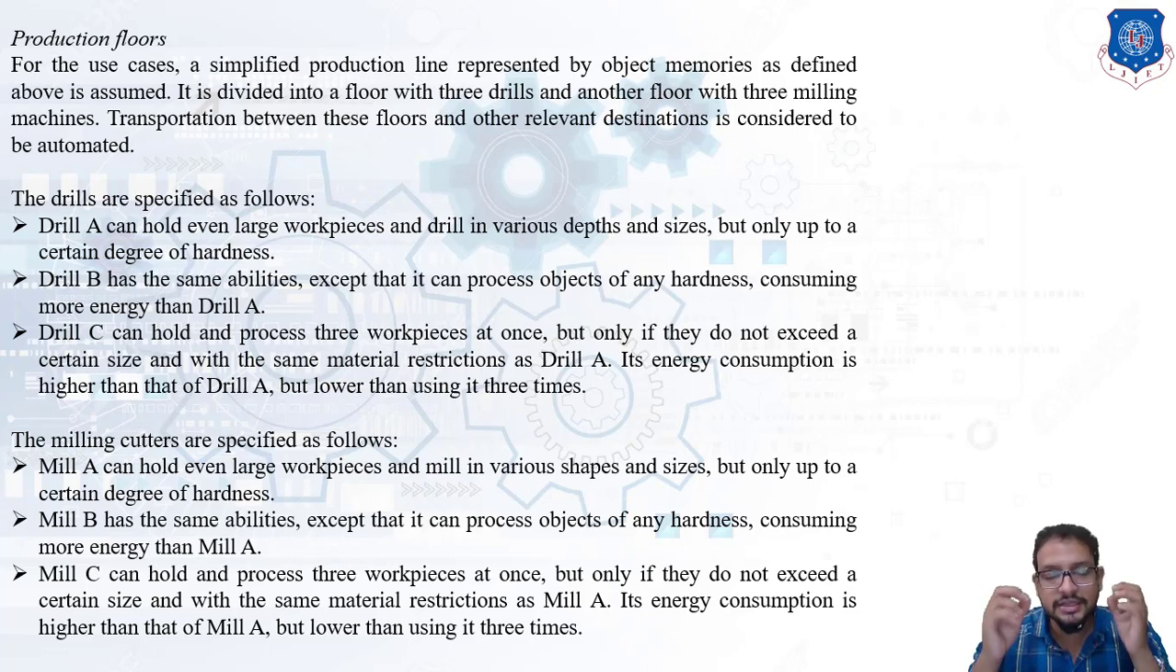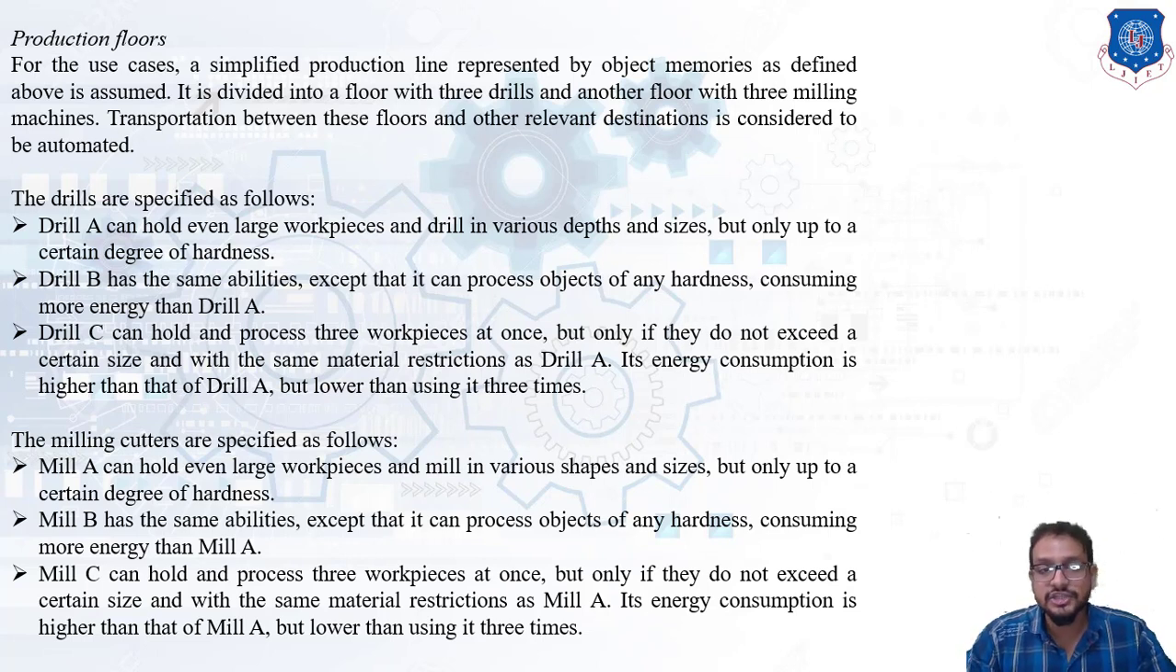And there is a third drill, drill C, which can hold and process three workpieces at one time, which means three workpieces can be machined simultaneously using drill C. This is possible only if they do not exceed a certain size and with the same material restrictions as drill A. Definitely it will require more energy consumption compared to drill A, because three workpieces will be drilled simultaneously, but it will require lower energy than when each workpiece is machined separately, right?